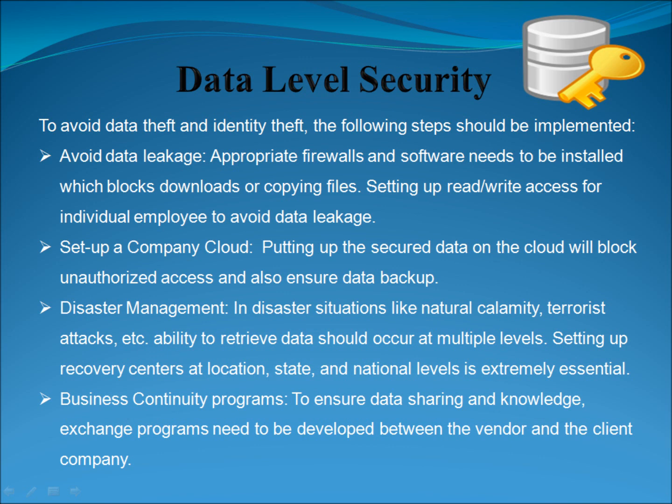Second is to set up a company cloud. Information security is becoming critical day by day. Companies need to go beyond internal security and make sure there is some kind of cloud security or network security to prevent any unauthorized access and have control over the data. Third is disaster management. In natural calamities or terrorist attack situations, an organization should be capable of retrieving data at multiple levels. Setting up recovery centers at location, state, and national levels is extremely essential.